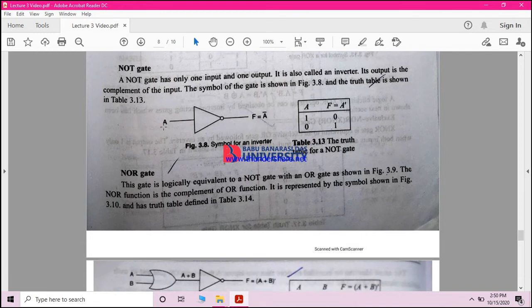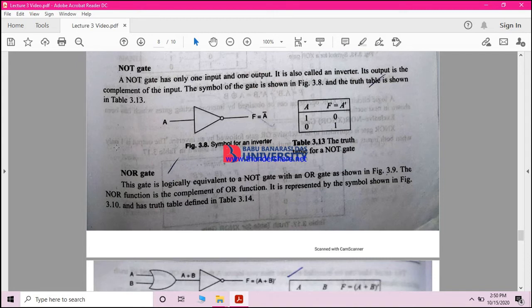Suppose this is input A and I have simply put a NOT gate here, and this will produce a complement. It means if you are giving 0, this will be 1, and if you are giving 1, this will be 0. That is why it is called an inverter.